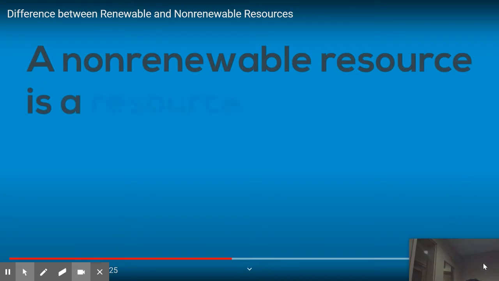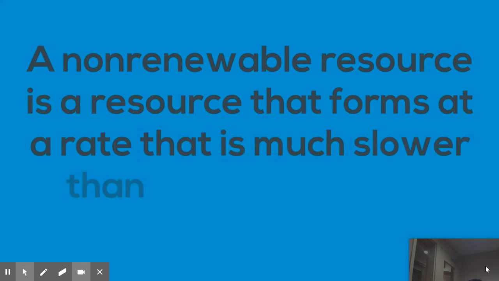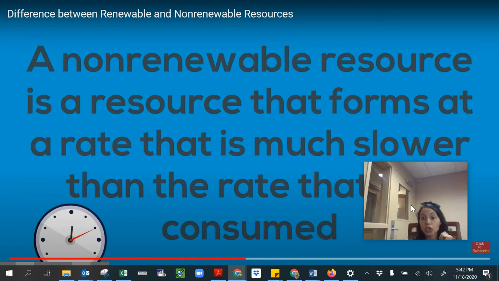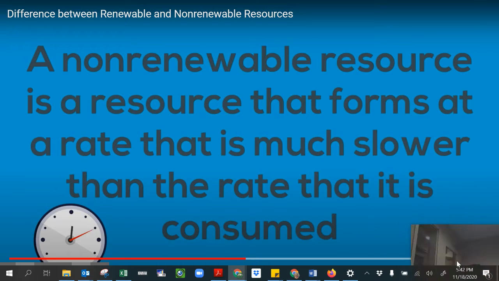A non-renewable resource is a resource that forms at a rate that is much slower than the rate that it is consumed. Okay, you are writing this down too. A non-renewable resource, this is just below where it says renewable resource, is a resource that forms at a rate that is much slower than the rate that it is consumed, or that it is used rather.